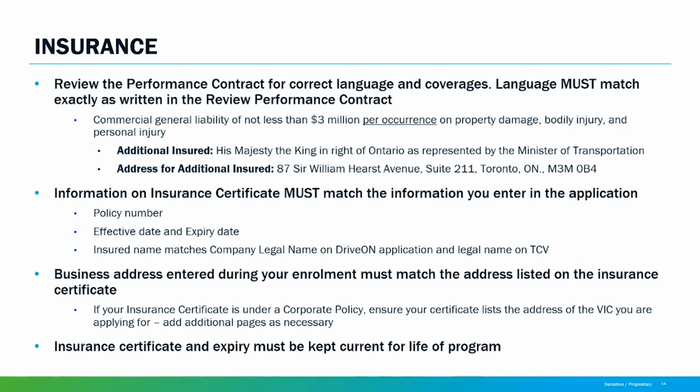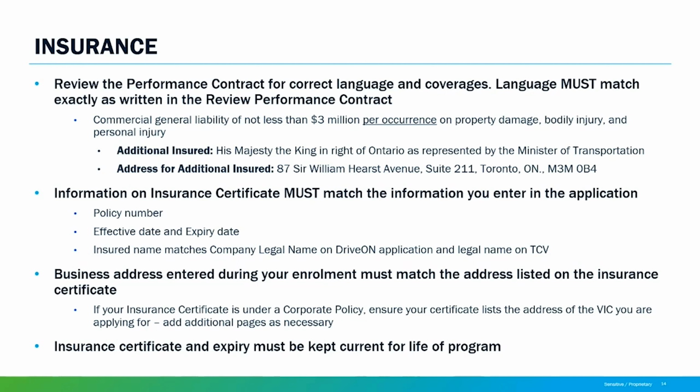Also, His Majesty the King in right of Ontario as represented by the Minister of Transportation must be listed as additional insured with the correct address. The insurance certificate must include an expiry date. It is critical that your insured name on the insurance certificate matches your legal name as shown on your business documentation. As we have mentioned, all the information in your documentation must match the information entered during your enrollment. The address listed on your insurance policy must match the business address entered during your enrollment.